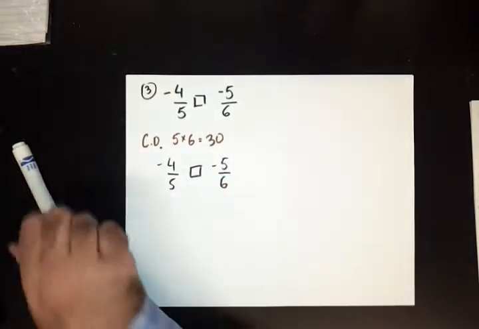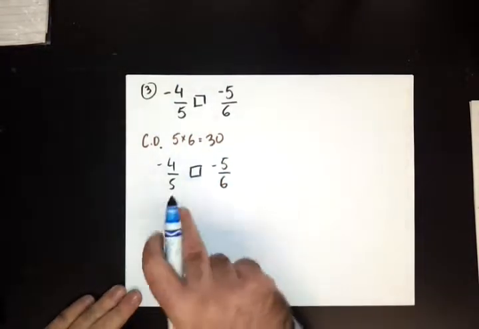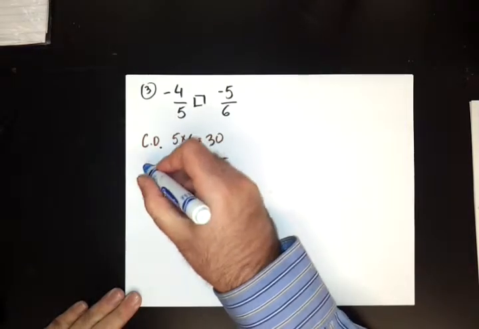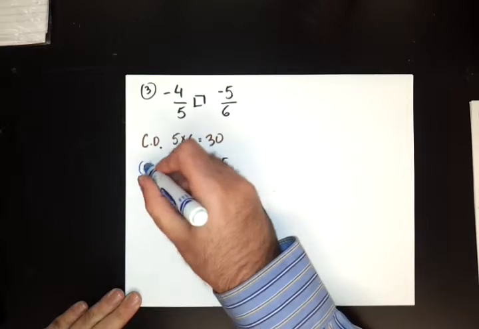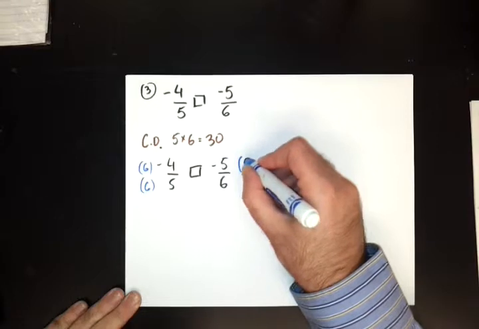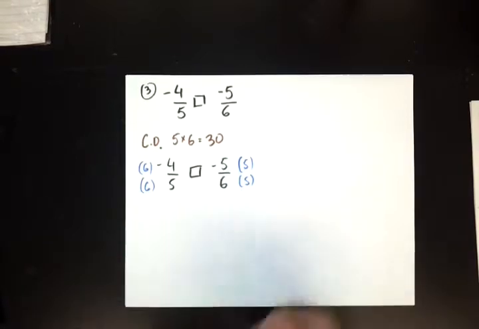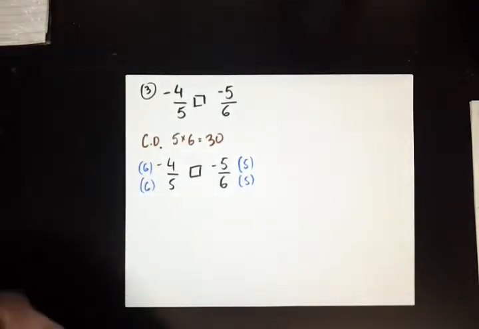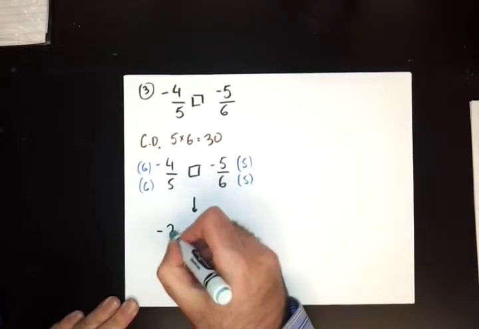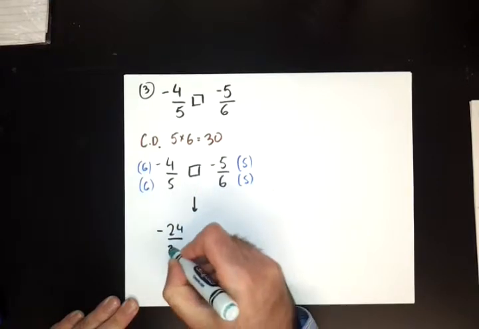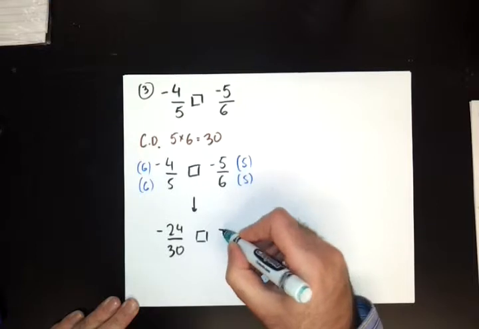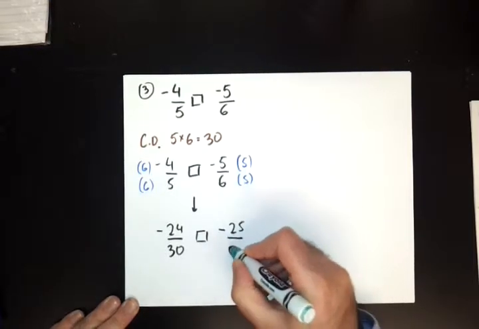I'm going to multiply them both. So for 5 to become 30, I'm going to multiply it by 6. For the 6 to become 30, I'm going to multiply it by 5. And again, top and bottom, because you have to keep the equation balanced. That yields negative 24 over 30 compared with negative 25 over 30.